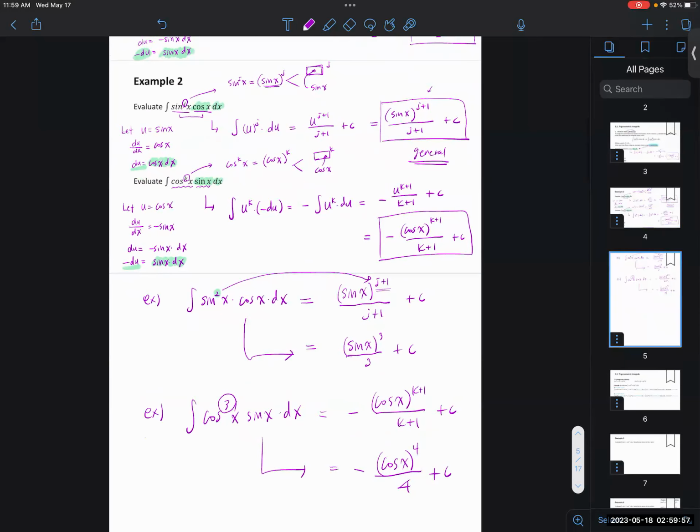So we keep using u substitution when you have a sine and cosine product instead of using integration by parts. Okay, so we're going to keep building this idea. Are you guys okay with that?